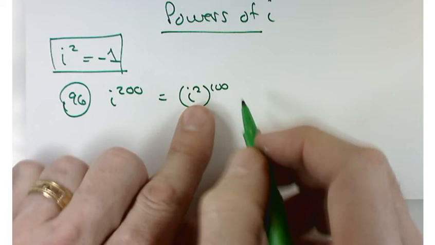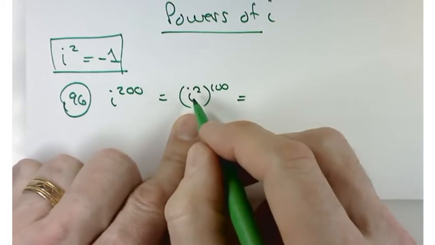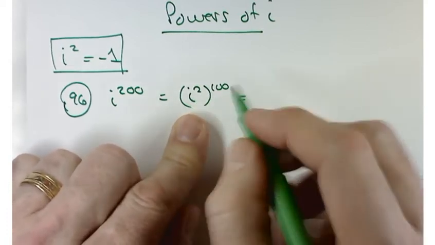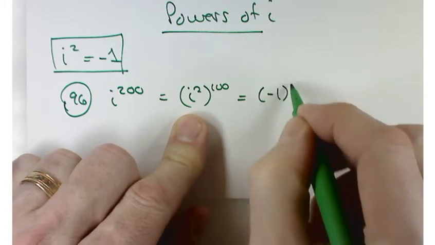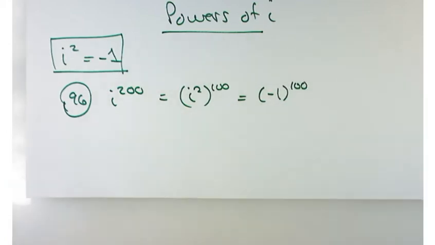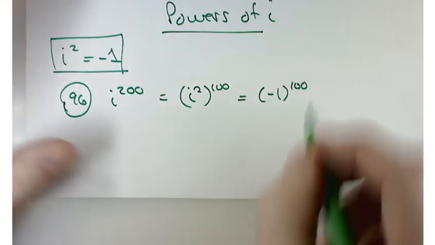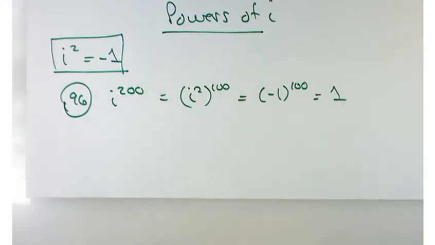But here's the genius of this. We know what i squared is, right? i squared is negative 1. Without your calculator, what's negative 1 to the 100th power? It's just 1, right? Cool. Wow. Done. All right, it's a little slow. All right, I understand.